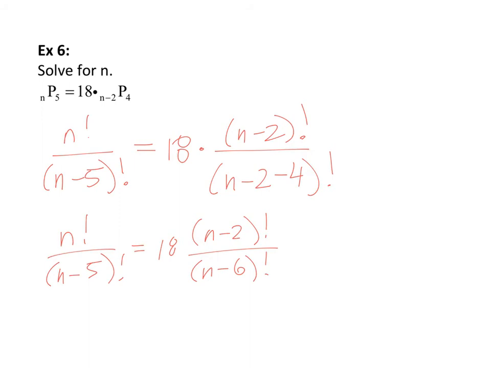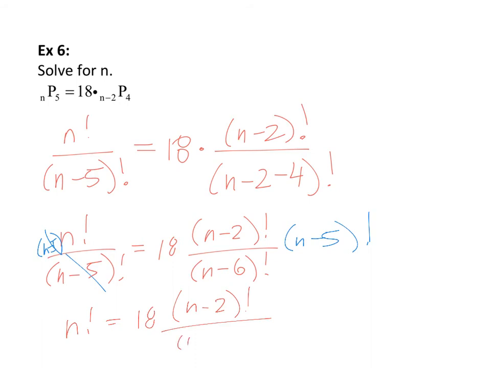Okay, what am I going to do here? Now I need to get rid of the fractions, so what I'm going to do is multiply by n minus 5 factorial. All right, so these cancel out here. And I'm left with n factorial is equal to 18 times n minus 2 factorial over n minus 6 factorial.